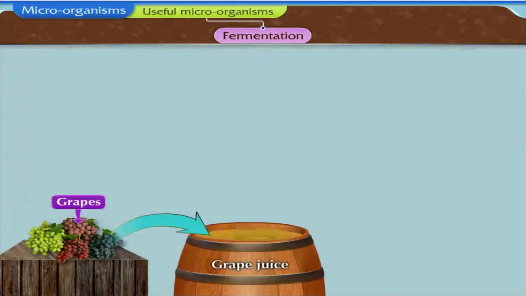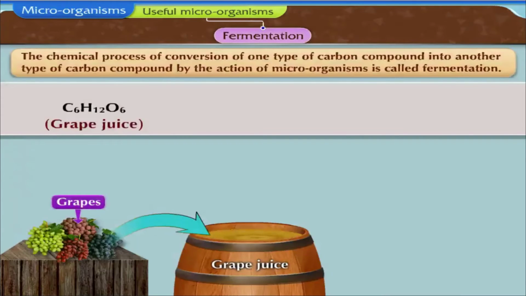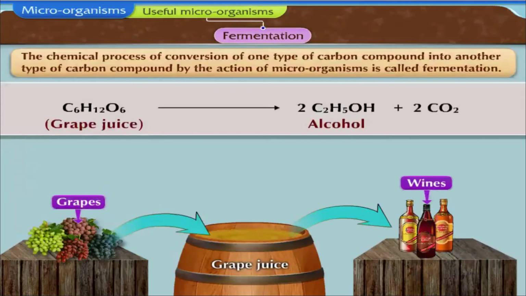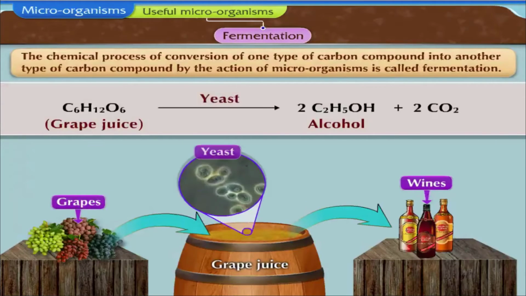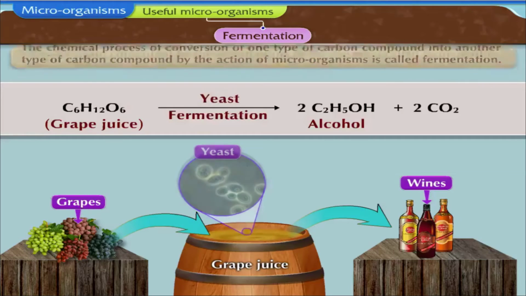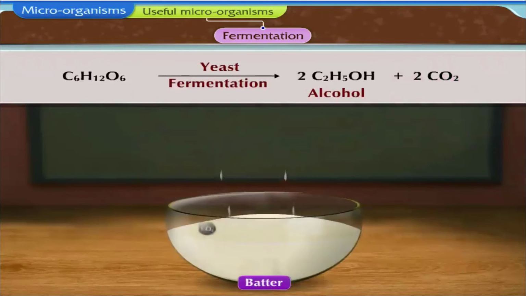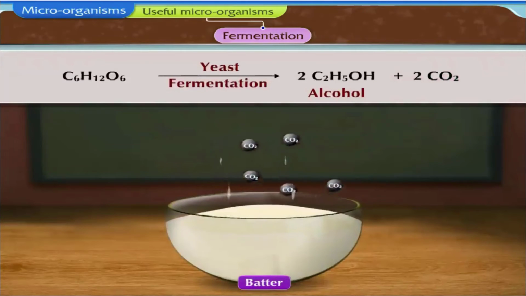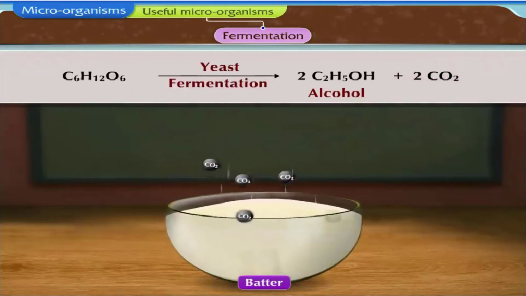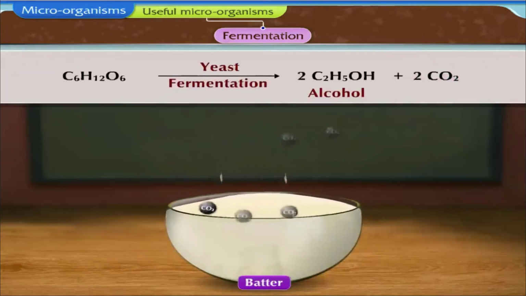Fermentation. The chemical process of conversion of one type of carbon compound into another type of carbon compound by the action of microorganisms is called fermentation. Heat is generated in this process and carbon dioxide and some other gases are released. These gases cause an increase in volume. This is the reason for the rise seen in bread dough and idli batter.